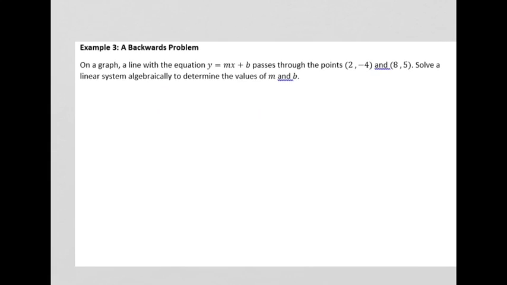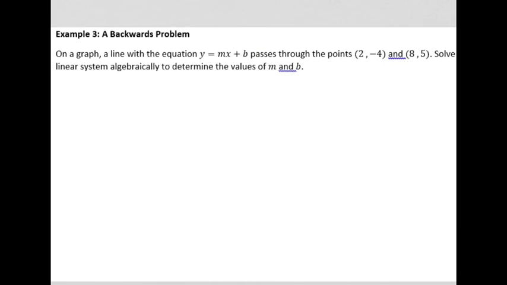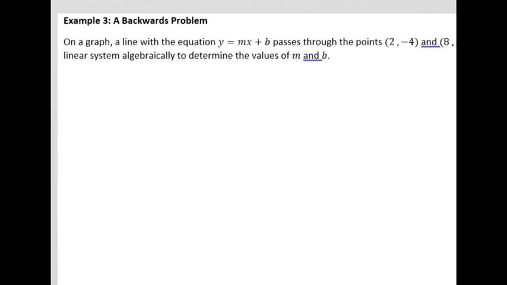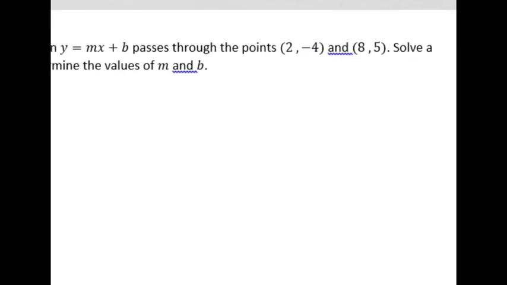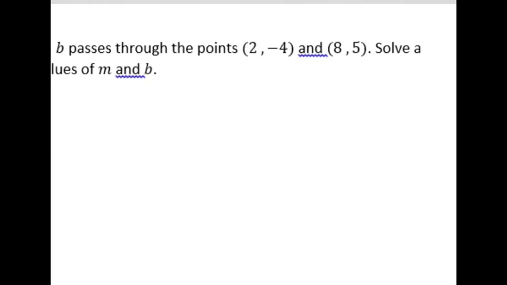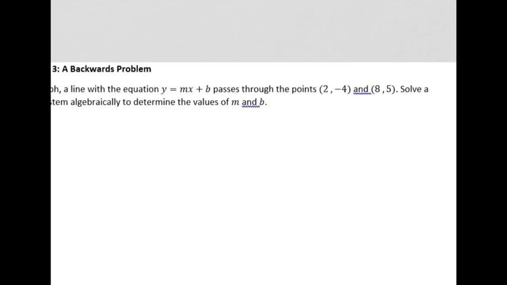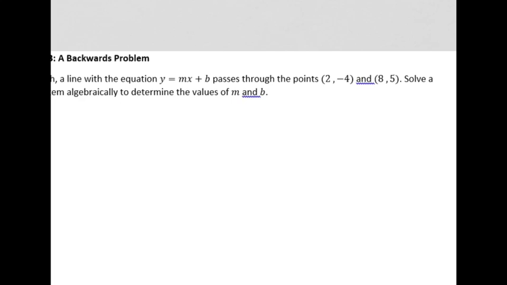Here's some interesting problems. We're going to work backwards a little bit with this problem. You should already know a technique for solving this, but I'm going to show you how to solve it using a system of equations and substitution. So let's say you had a graph and the equation of that line was in slope-intercept form. You don't know what the equation is, but you do know that it passes through these points, (2, -4) and (8, 5). How would you find the equation of that line, just knowing what you know so far?